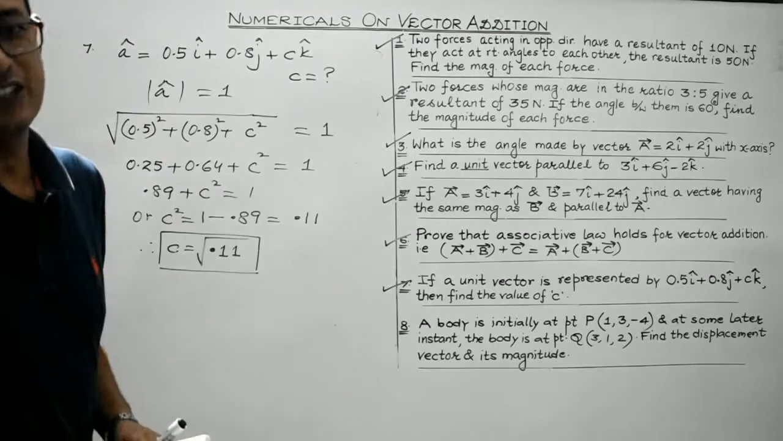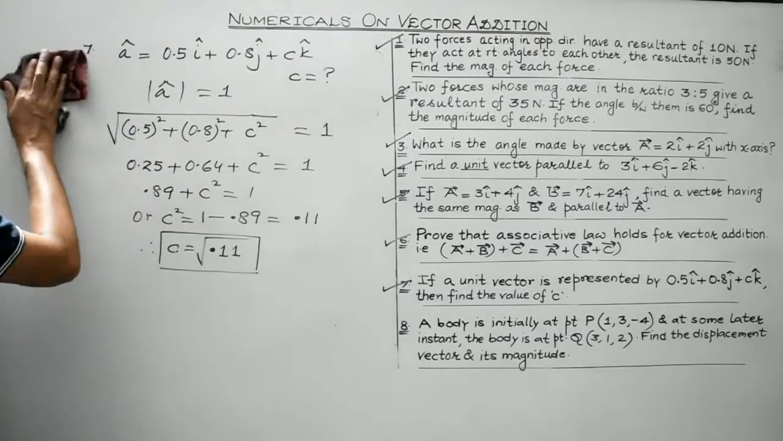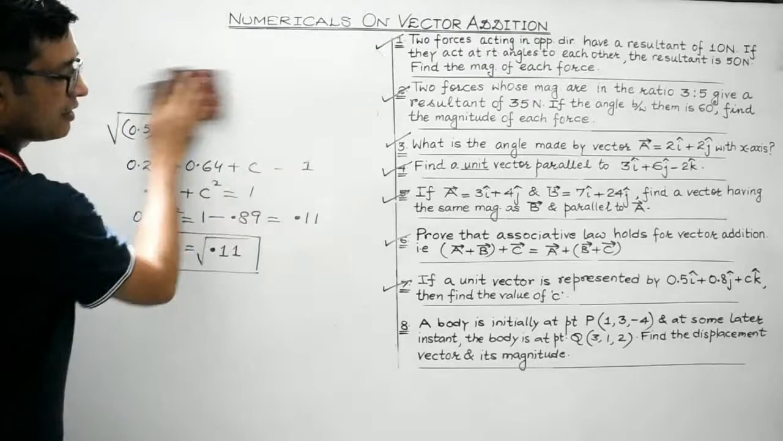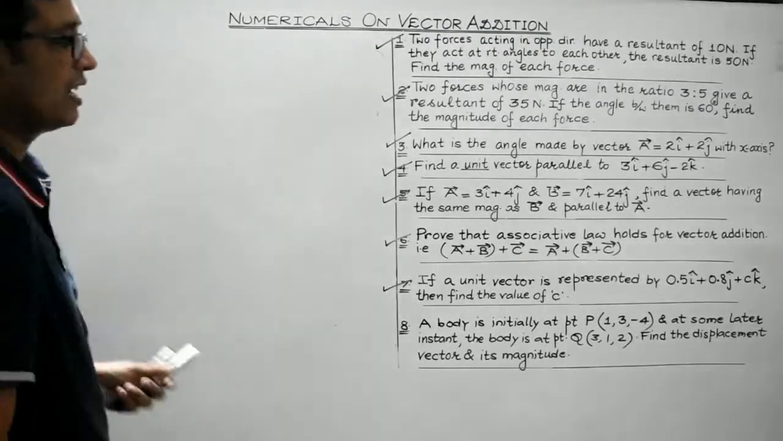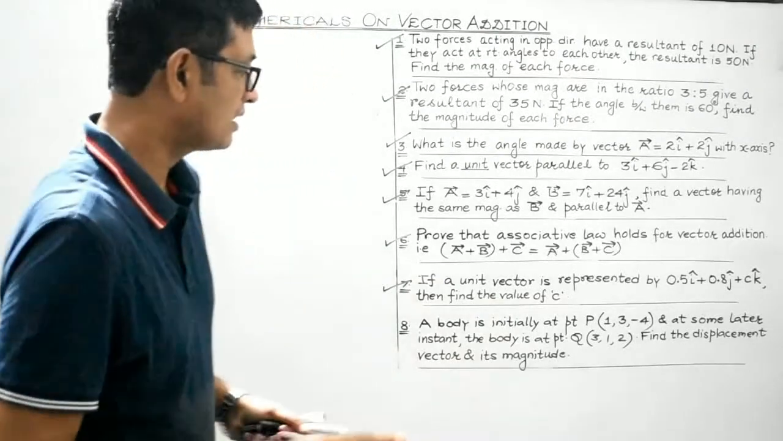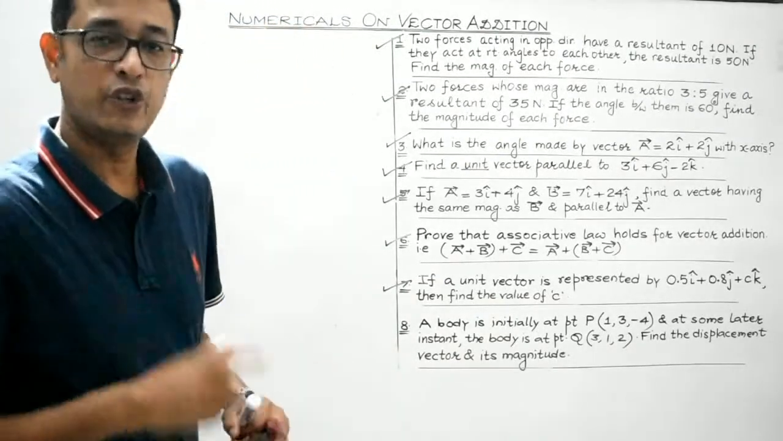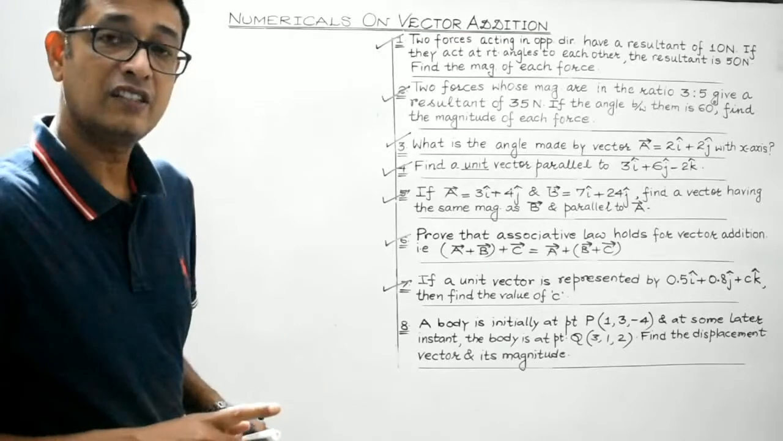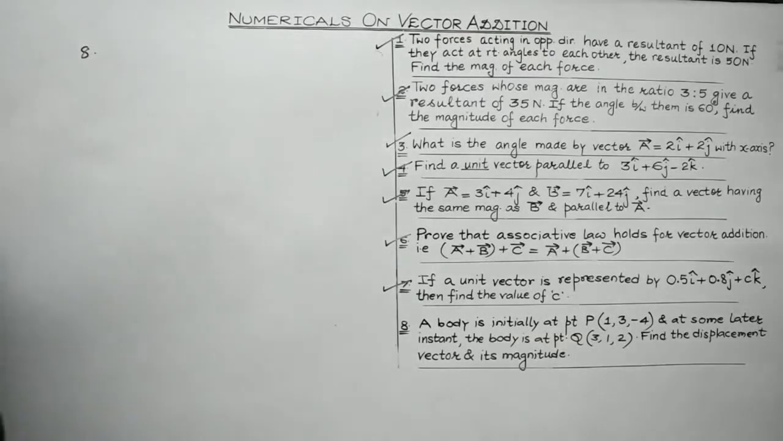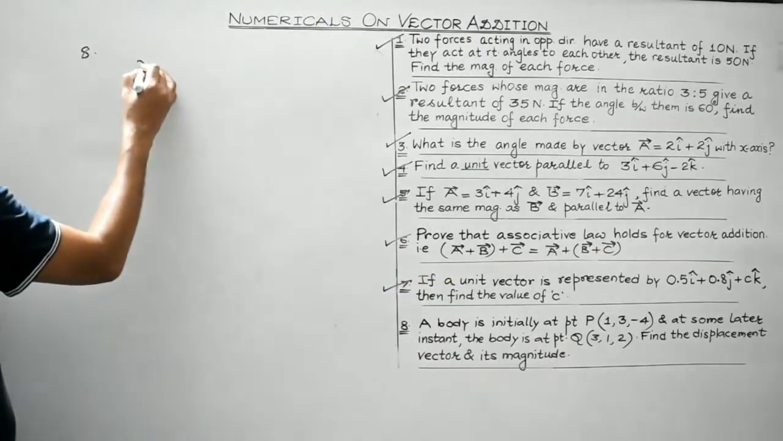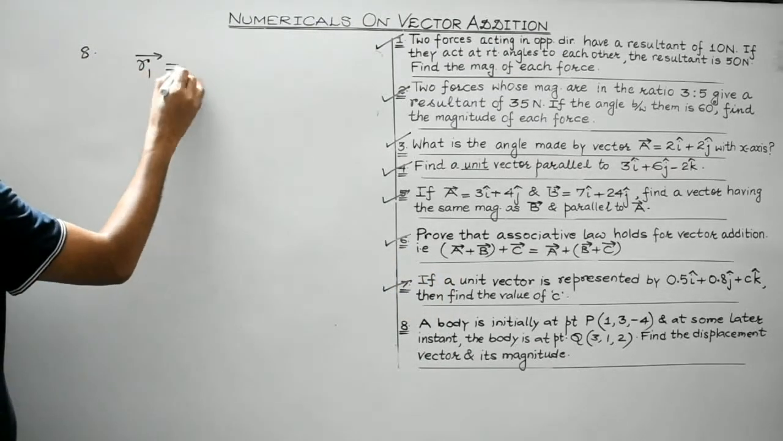Let's proceed to the last question of this session. Okay, question number 8 is, a body is initially at point P and at some later instant the body is at point Q. Find the displacement vector as well as its magnitude. The position vector initially, suppose it is R1 vector, right?